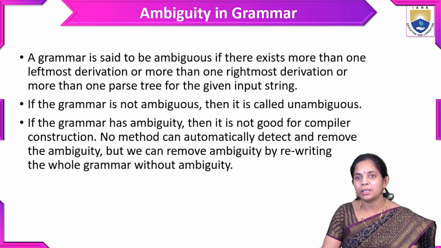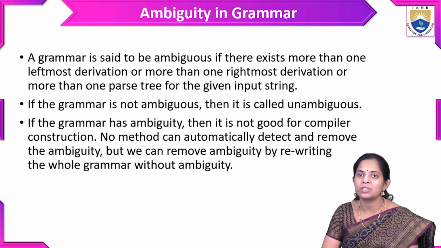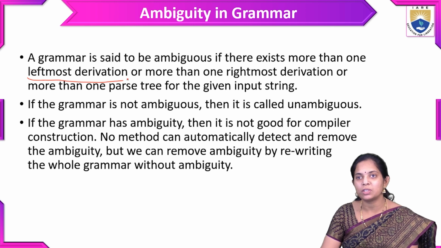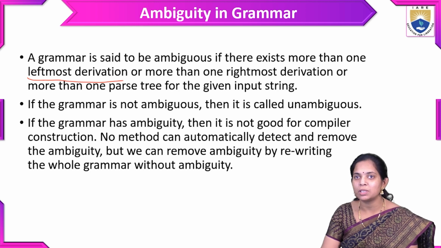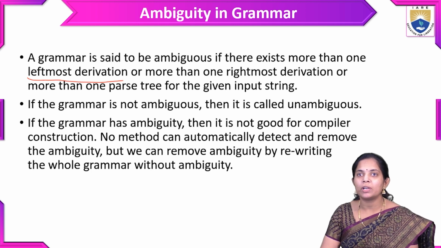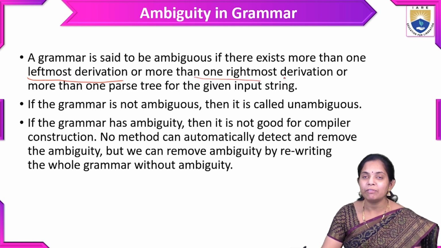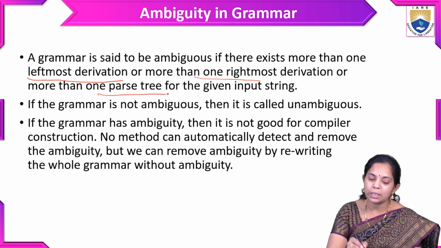So what is meant by ambiguity in grammar? A grammar is said to be ambiguous if there exists more than one leftmost derivation. We already discussed the leftmost derivations and rightmost derivations in the context-free grammar. We have two types of derivations, leftmost and rightmost, and how to derive a string in each we discussed in the previous video. In a context-free grammar, if we have one or more leftmost derivations, or one or more rightmost derivations, or one or more parse trees.